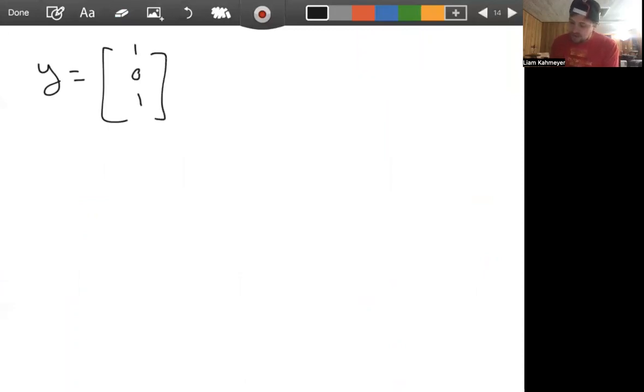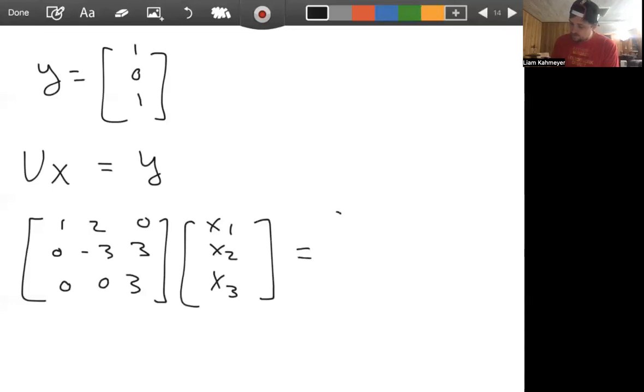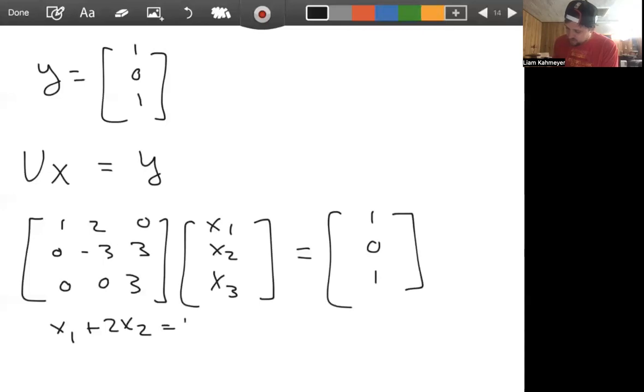and what we want to set up now is Ux equals y, right? Because now we're using the upper triangular part of this to solve the system. And so the upper triangular matrix was 1, 2, 0, 0, -3, 3, 0, 0, 3, and then we have x1, x2, x3, and then this equals y, which is 1, 0, 1. And what system do we get here? We get the following system: x1 plus 2x2 equals 1.